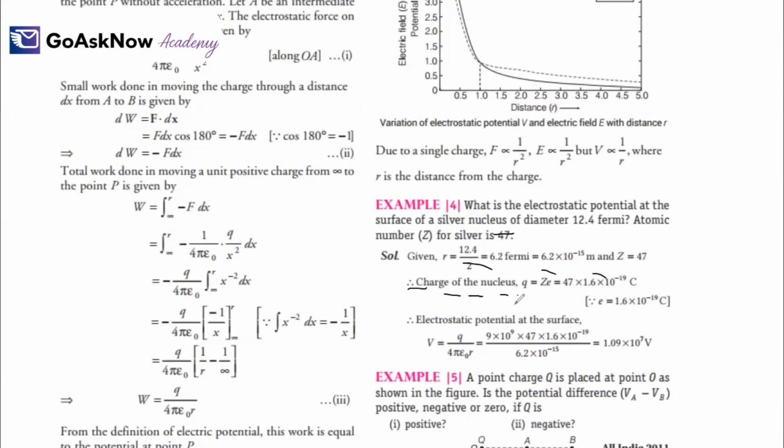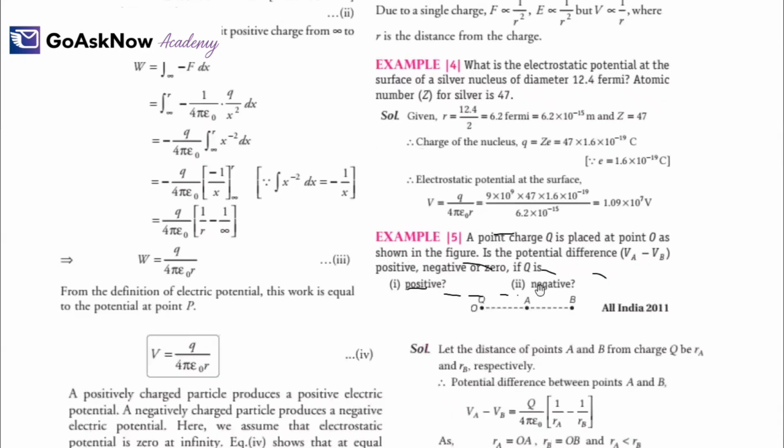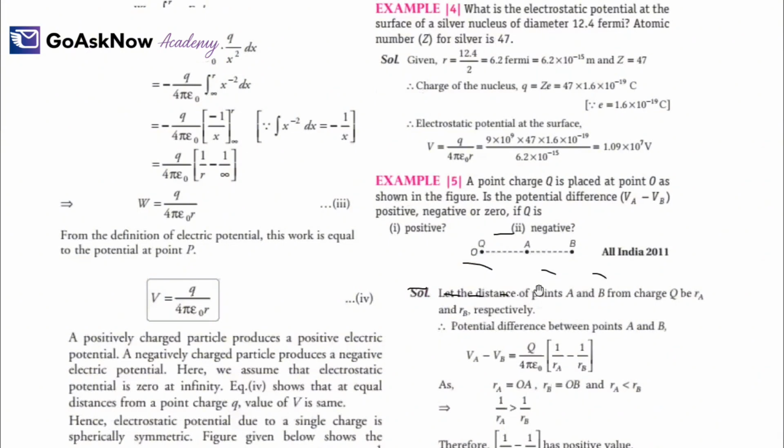So therefore, electrostatic potential at the surface will be equal to what? V is equal to 1 by 4 pi epsilon naught, Q by R. So after computing this value, you will get the answer as 1.09 into 10 power 7 volt. Just do the calculation, you will get this answer. Okay. Let's move further and see what is the next thing.